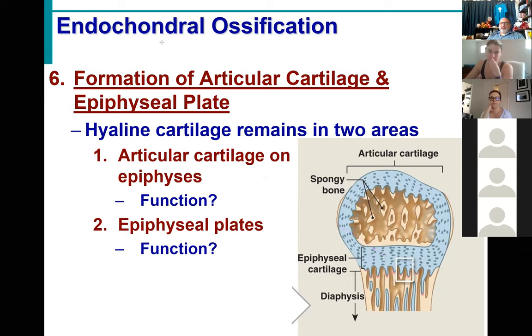Excellent. And there you go. Just that easily, we have made a bone out of cartilage. We have described the process of endochondral ossification. Questions on that?